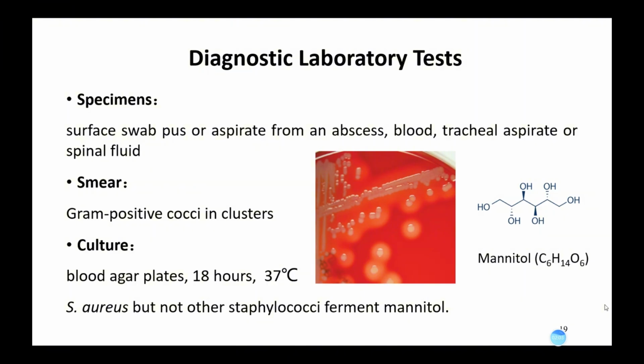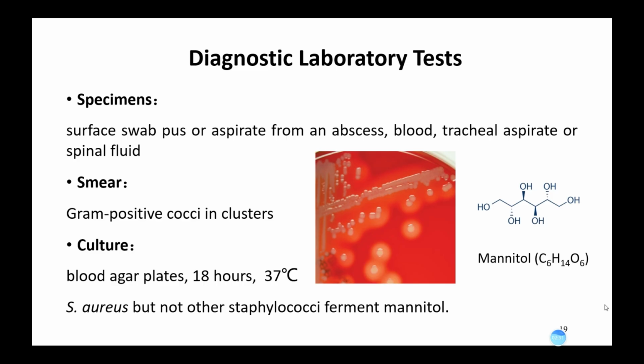Once you receive the specimen in the lab, you want to have a quick check. So that's what we learned last time. Stain the specimen, check it with a microscope, and you will see the typical gram-positive cocci in irregular clusters. That will help you get some very important information that this is Staphylococcus.